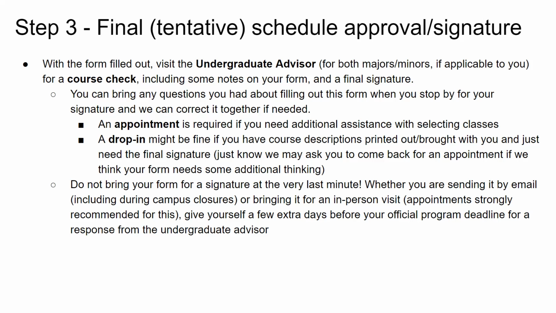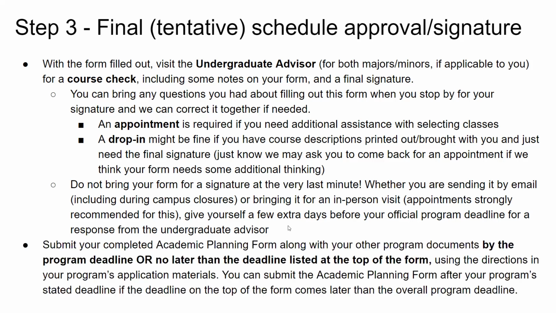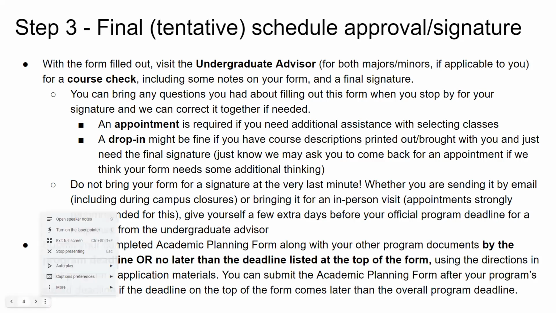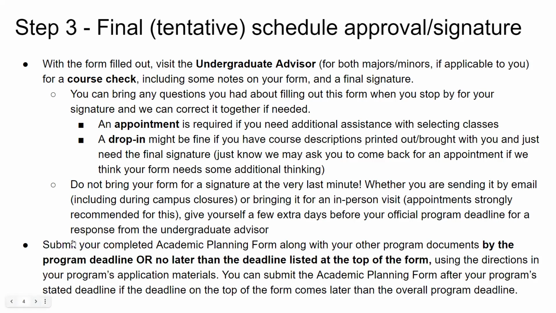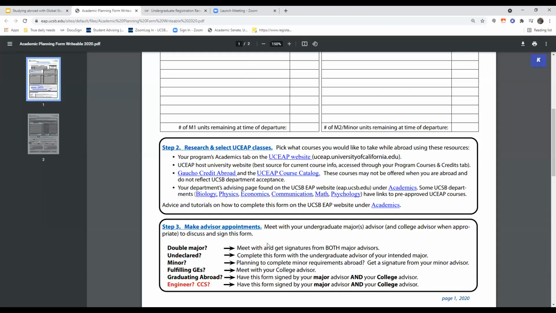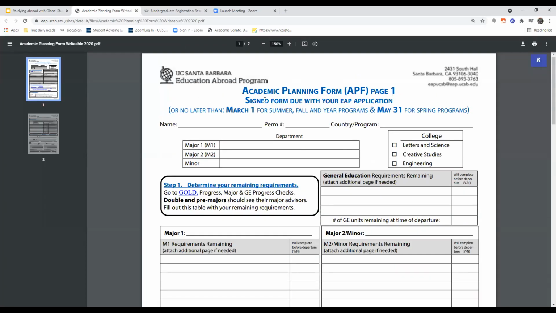The other thing to keep in mind is to look at the top of your form. It's going to be giving you a deadline at the top of the front side of the form. It'll say sign form due with your EAP application, or no later than March 1st for summer, fall, and year programs, and May 31st for spring programs. Definitely focus on what the current copy of the form that you have access to says. It might be similar deadlines, they might be slightly different.